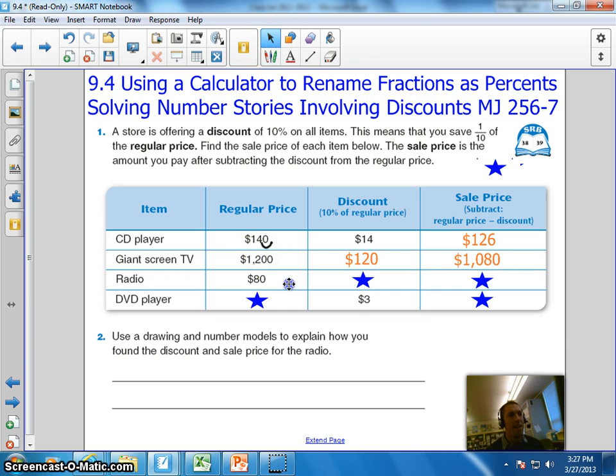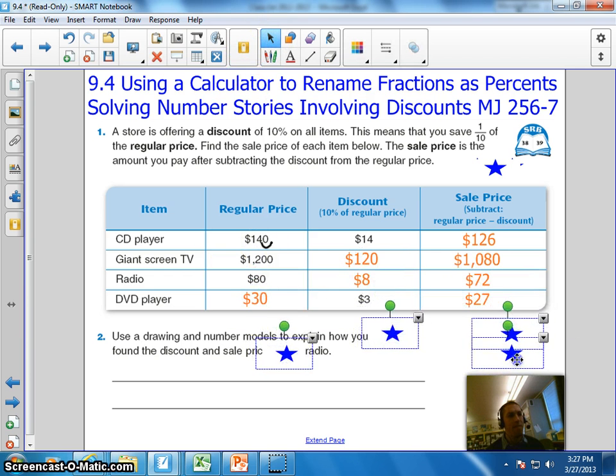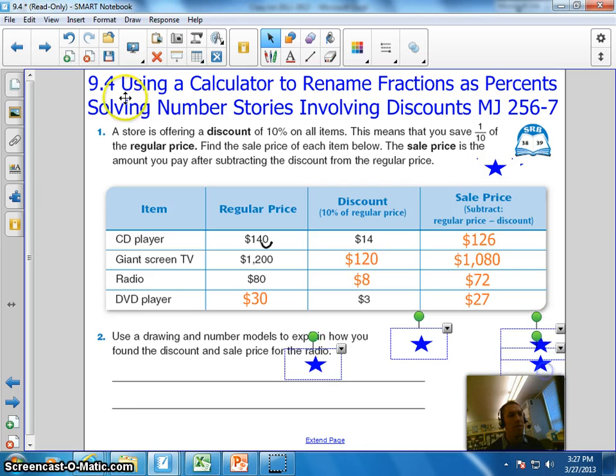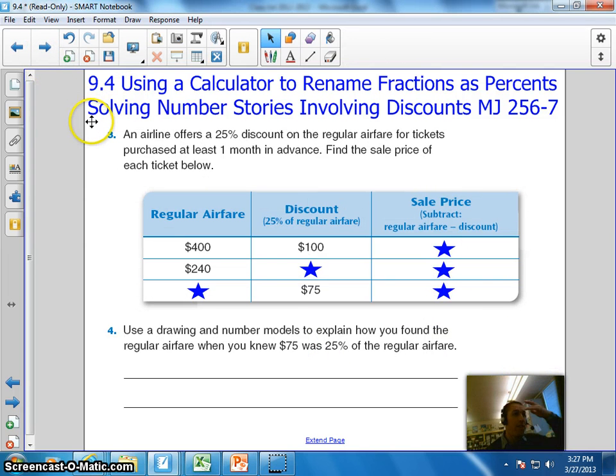All right, let's see how you did. There are the answers. Okay, moving on. Let's try for this one. Now we have a 25% discount. So 25%, we know from our easy fractions, that's 1/4. So what's 1/4 of 400? What's 400 divided by 4? It's 100. So your sale price, 400 minus 100, would be 300.